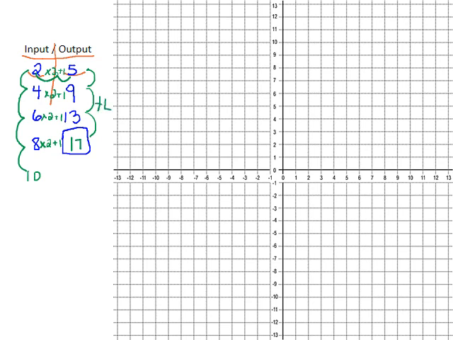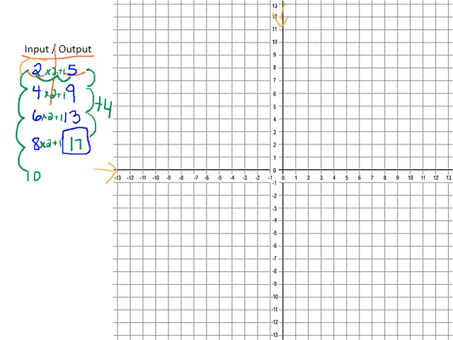So we're adding 4 every time down here. There's lots of different ways to look at a pattern. Then we can take these numbers that we just filled in our input-output machine and plot them on the graph. So if we're going to do the first one, we always use the x-axis, which is the horizontal. We always do that first. And then the y-axis, which is the vertical, that comes next.